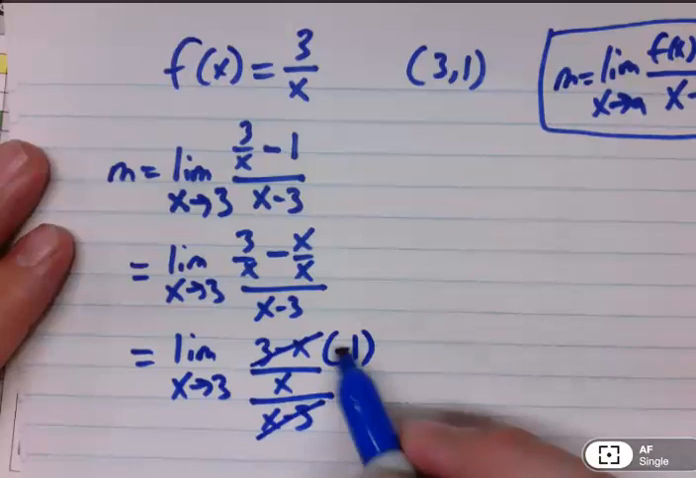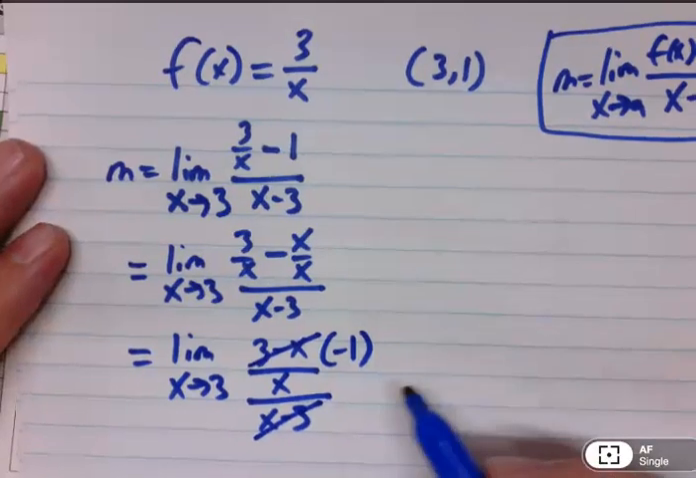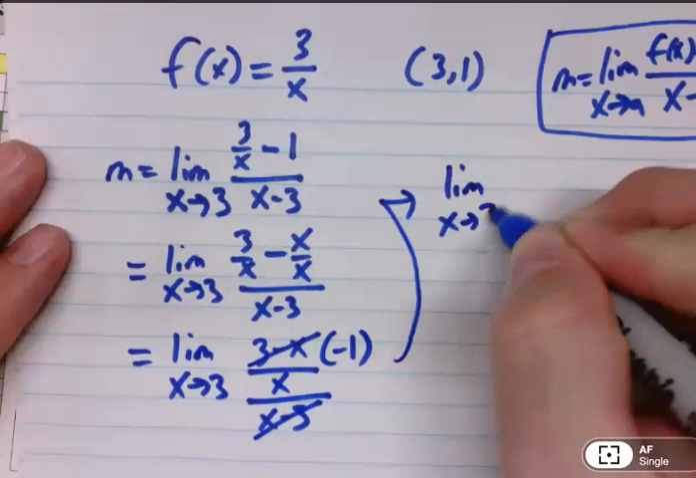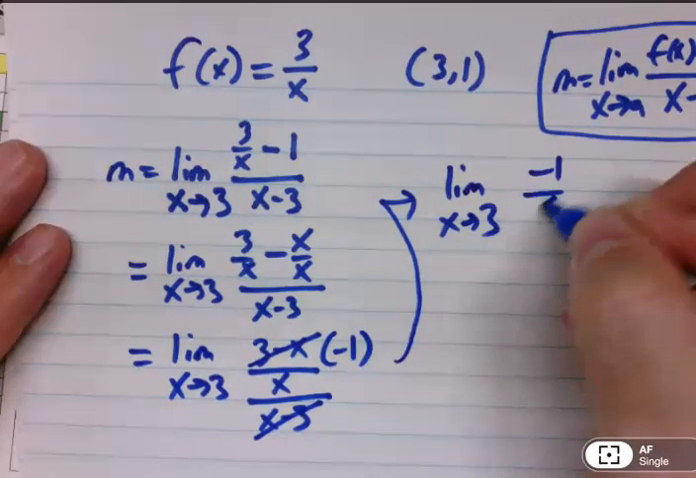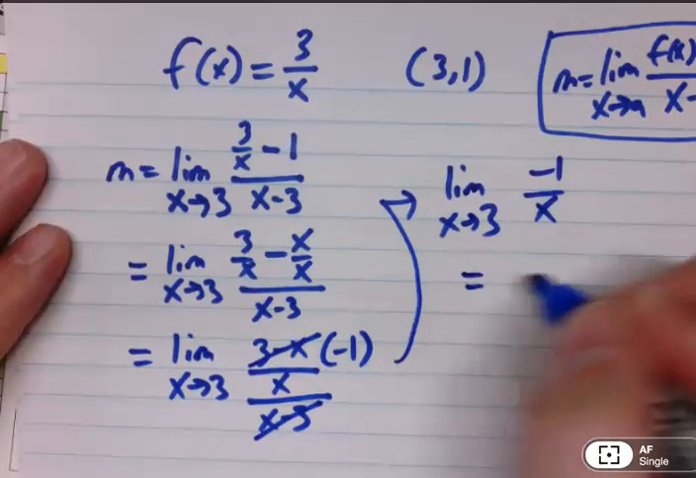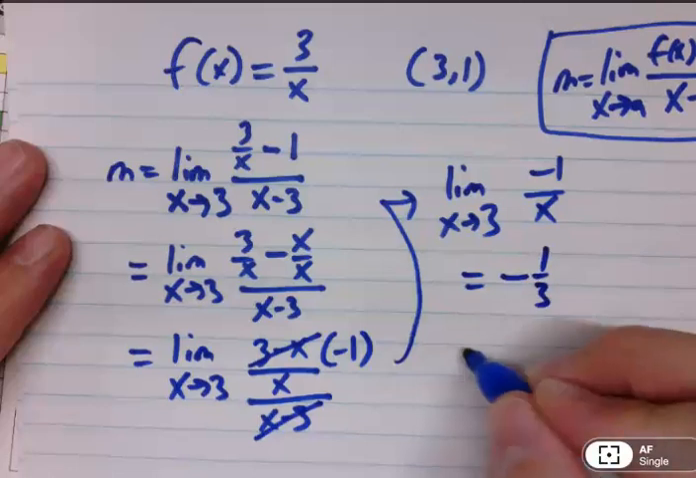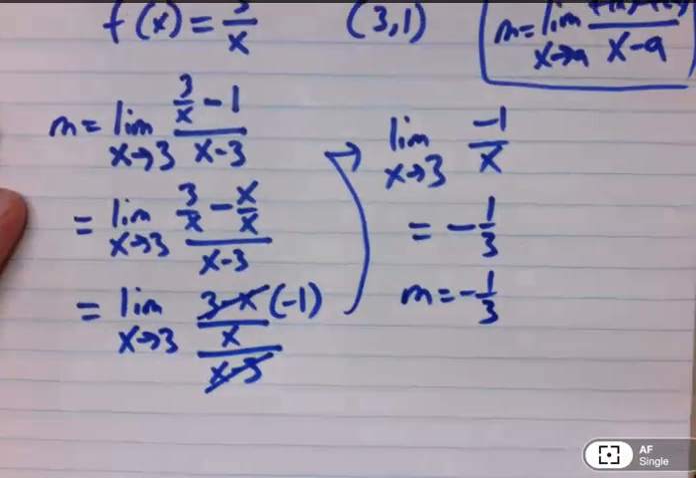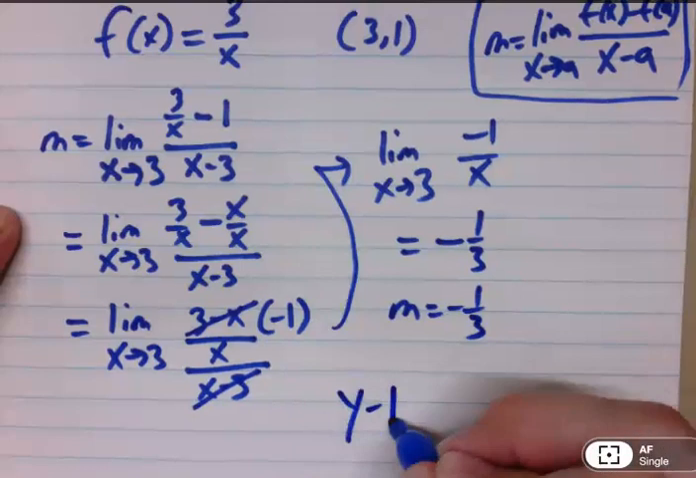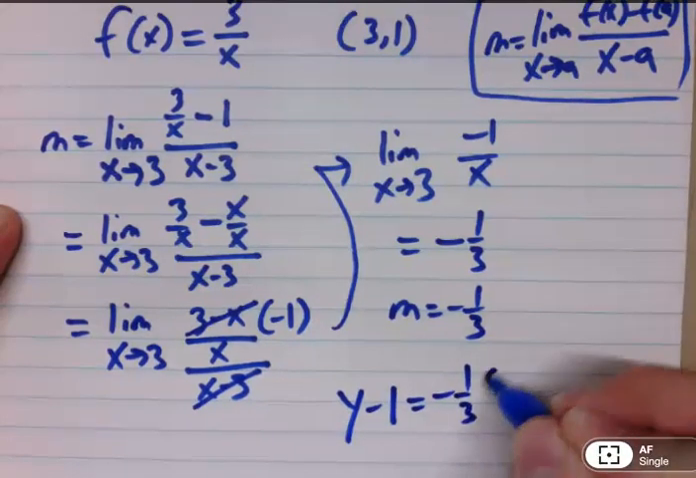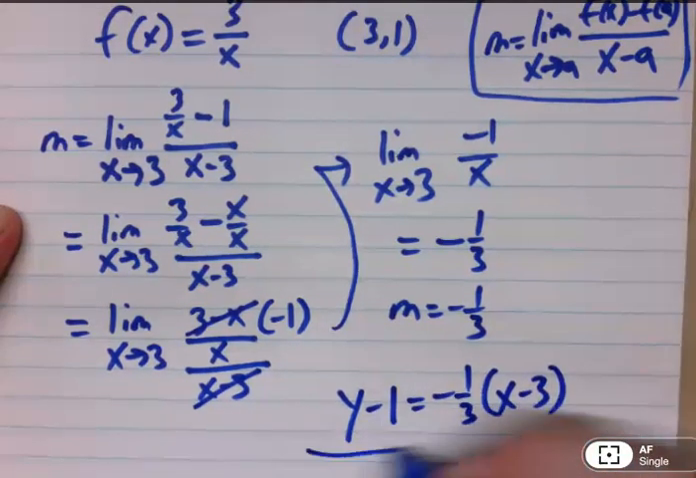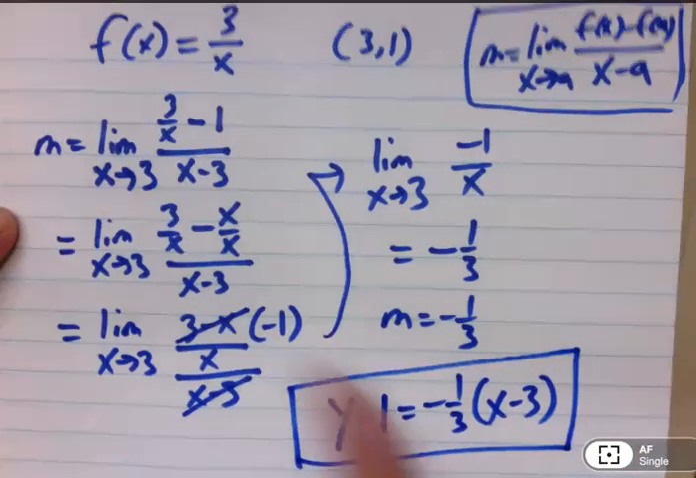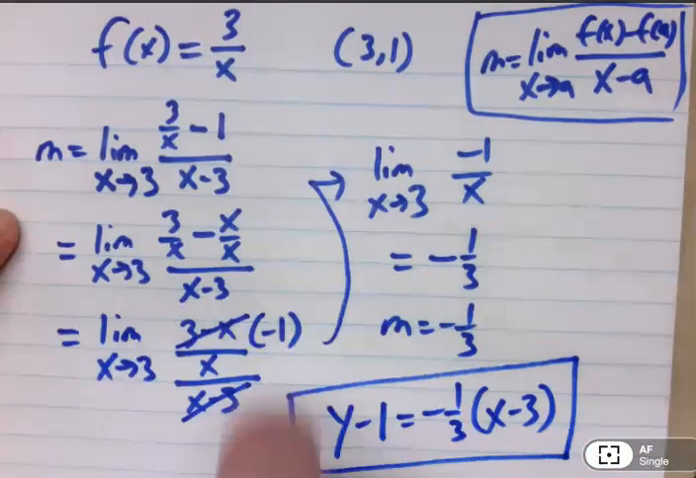Okay, if I redistribute, then I would get the 3 minus x. So that's going to leave me with -1 over x as x goes to 3, which then is going to be -1/3. So my slope is -1/3, and if I need the equation of the tangent line, well, that's going to be y minus 1 equals -1/3 times (x minus 3), and there is your tangent line. So this line is tangent to that curve at this point.